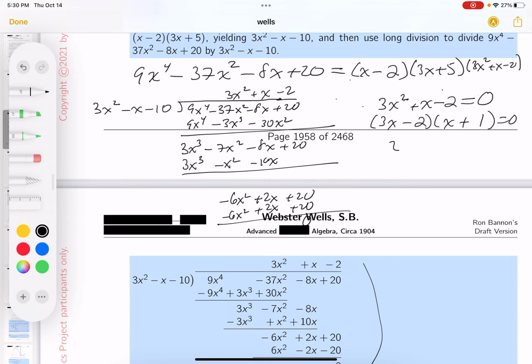So what do you get over here? You get another root. What's that root going to be? That root would be 2/3. And the other root would be x equals minus 1. I found all 4 roots, and I got it factored. I want to point out what I mean by that.